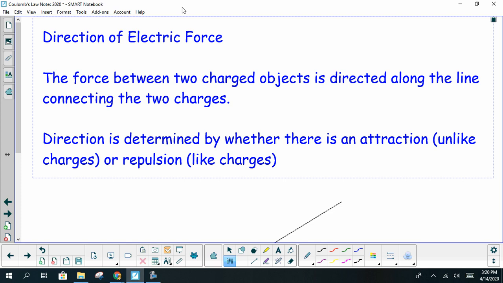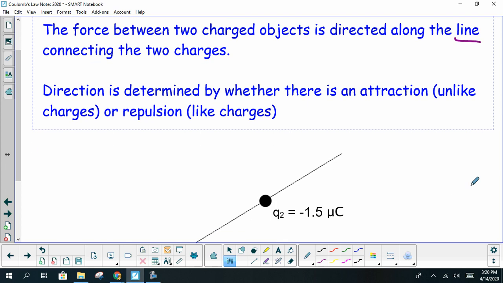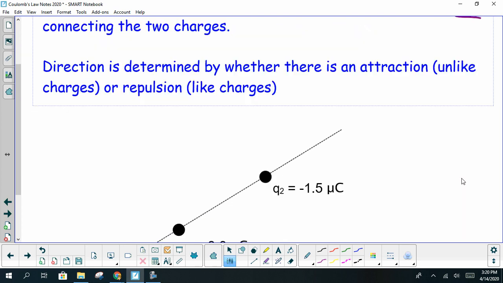As we look at the direction of the force, we know that like charges are going to repel and opposite charges are going to attract each other. Those forces are directed along a line that connects the two charges. And then the direction is determined by whether they're like or unlike.